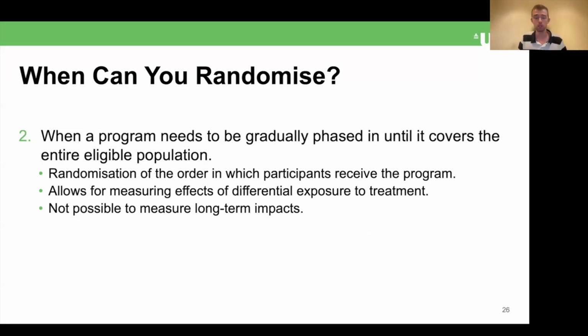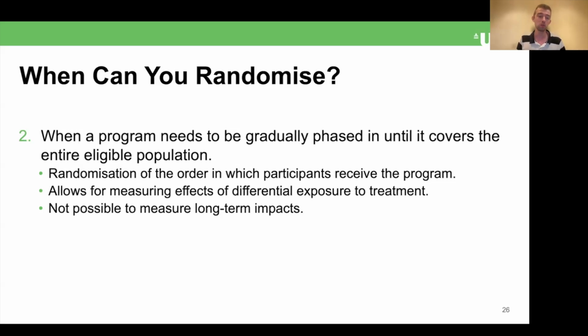Another scenario in which randomization may be an option is when the program needs to be gradually phased in until it covers the entire eligible population. So there could be a scenario in which, well, we can't be everywhere at the same time. We can't provide support or cash transfers or training program everywhere at the same time. We need to do that at different phases, at different points in time. So for example, 1 year we can do a half, and then next year we can do the other half.